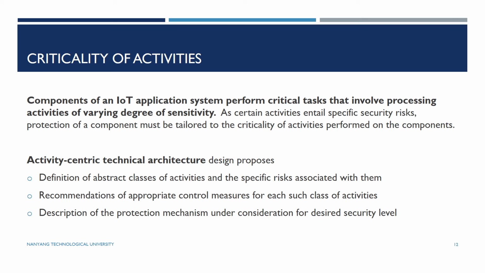And I talk a lot about criticalness or criticality of the activities. These are components of an IoT application system that perform critical tasks which involve processing activities of varying degrees of sensitivity. Now, as certain activities entail specific security risk, protection of a component must be tailored to the criticality of the activities performed on the component. And our activity-centric technical architecture design proposes the definition of abstract classes of activities and the specific risks associated with them. And then we recommend appropriate control measures for each such class of activities and the description of the protection mechanisms under consideration for the desired security level.